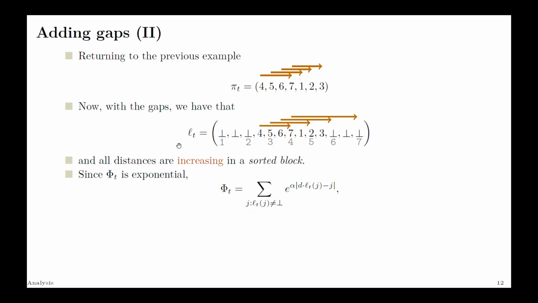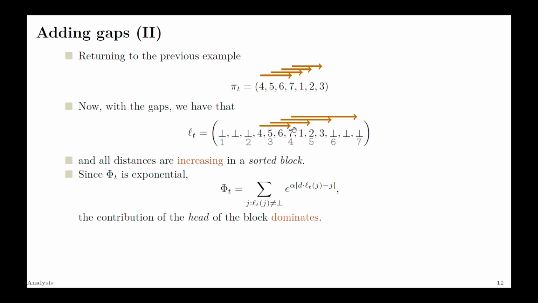And since the potential function is the exponential potential function, we slightly need to modify the definition so that it fits this new array L. The point is that because it is the exponential potential and these distances increase by an additive factor of 2, the head of the block dominates the contribution of the entire block.